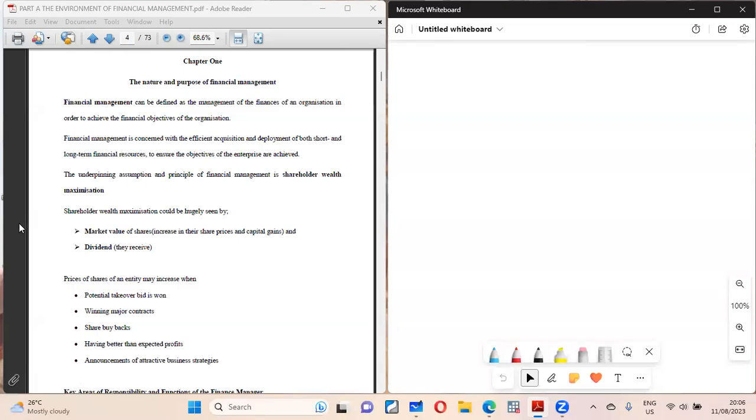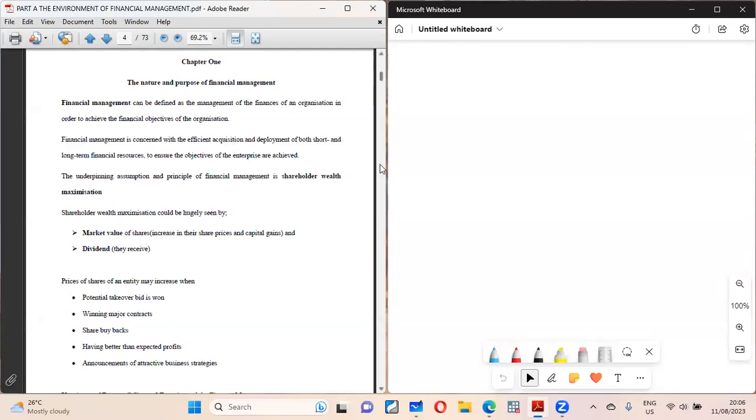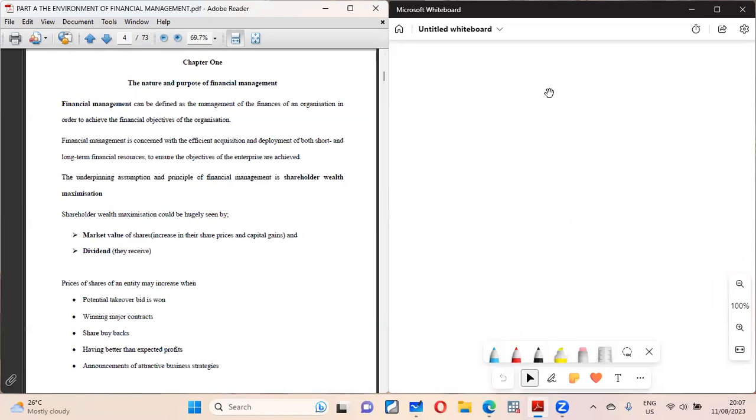So, ladies and gentlemen, you are welcome to our first lecture on financial management, one of the troublesome papers in level 2. All right. Now, we want to start by looking at the first 4 chapters of this slide. So, we look at the introduction to financial management. Why are we doing this course in the first place? What is it all about?